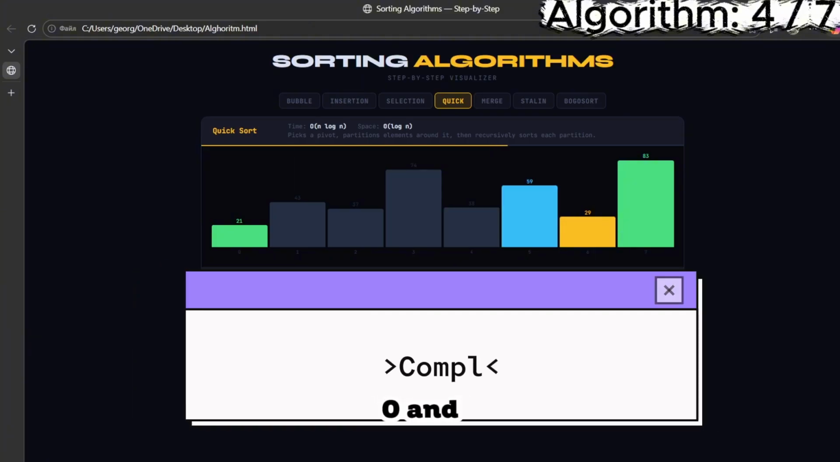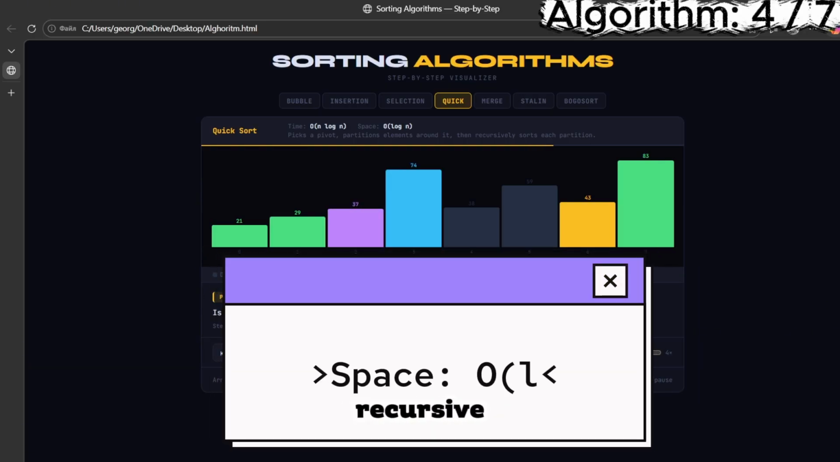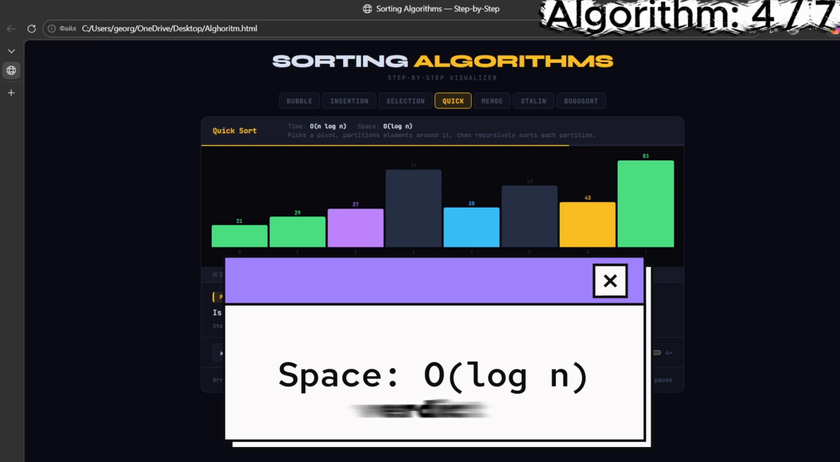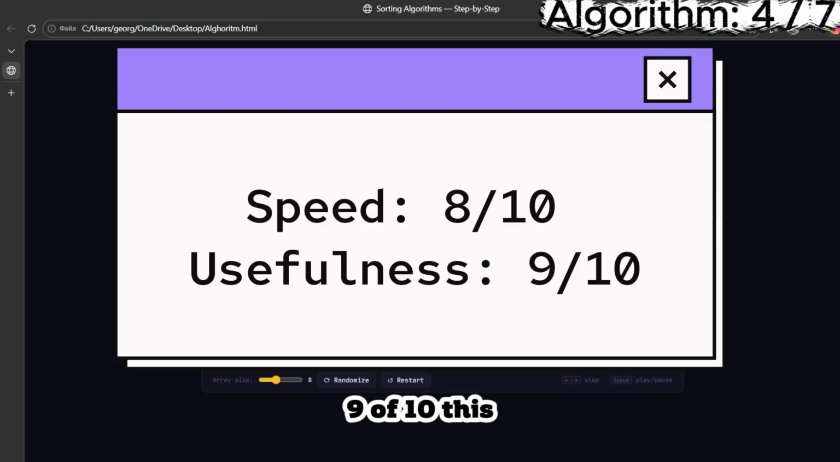Worst case, O(n²), if you always pick the first possible pivot. Memory, O(log n), for the recursive call stack. So my verdict: speed 8 out of 10, usefulness 9 out of 10. This is the go-to algorithm. Most standard library sort functions in real programming languages are based on quicksort or a hybrid of it.